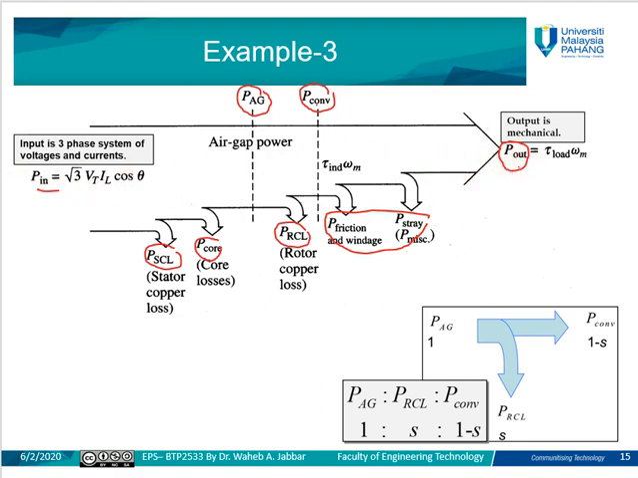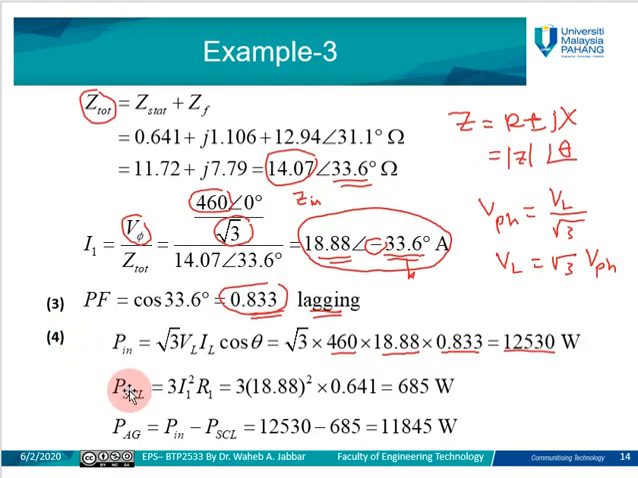Okay. So you can see here, the stator copper loss is equal to 3 I1 square R1. Why I1 square? Why 3? Because we are talking about three phase, so we have 3 here: 3 I1 square R1. What is R1? R1 is given in our question. What is I1? I1 is the one that we calculated here, which is equal to 18.88.